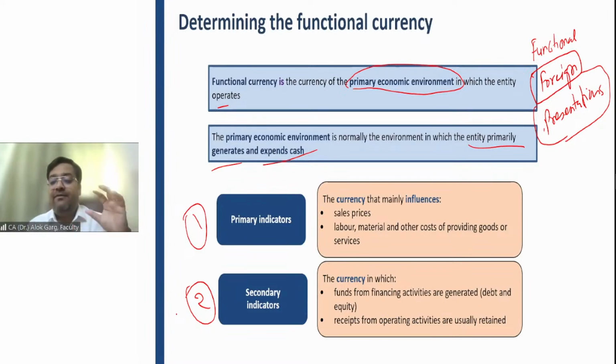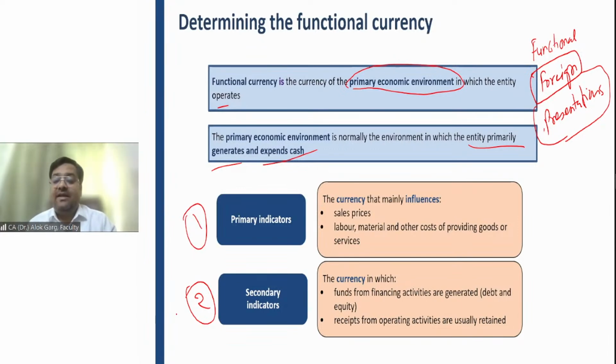Number 2, if you are not getting an answer from the primary indicator, for example, you have seen that 50% of my revenue is coming from USA and 50% of the revenue is coming from China. And likewise, 50% of my cost is from China and 50% of the cost is incurred in USA. Or let's say it is 40-40, for example. So going by the primary indicator, you have an equal proportion of sales and input cost. Now it is difficult to finalize which should be my functional currency.